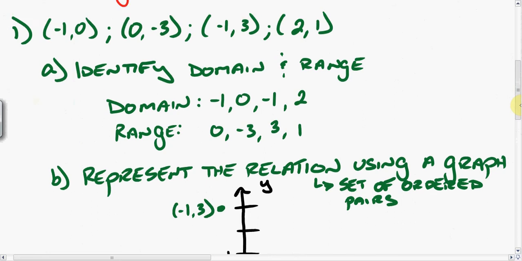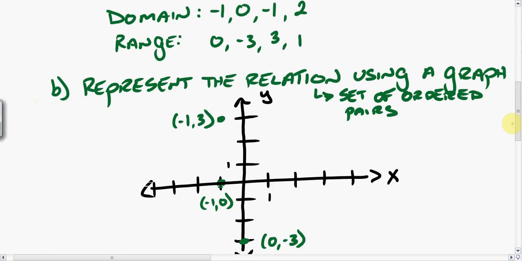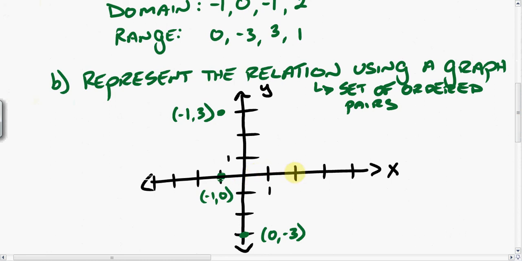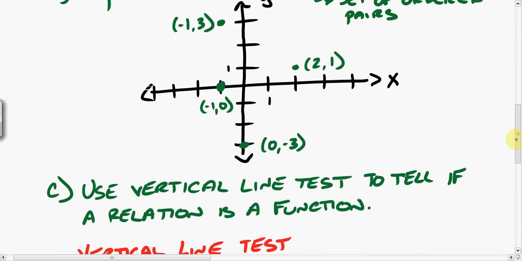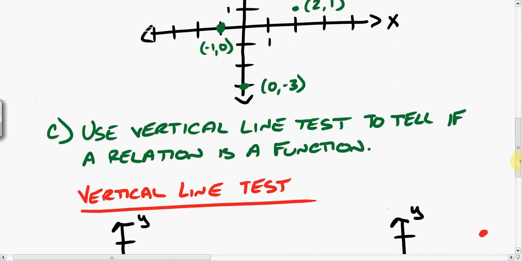And my last point is 2, comma 1. So my x value is 2, y value is 1. So I'm going to move right 2 units, up 1 unit. And we see it's 2, comma 1. So I've represented the relation using a graph. I've just had to plot my points on the xy coordinate plane. Last thing you're asked to do is to use the vertical line test to tell if the relation is a function or not. So before we can do that, let's learn what the vertical line test is.